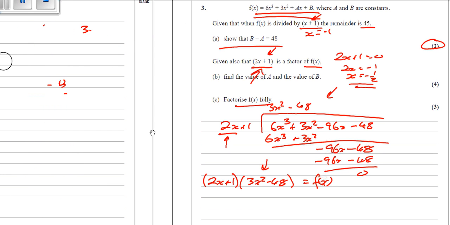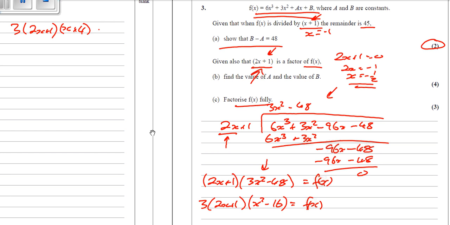If you ask a GCSE student to factorise that, or even a Key Stage 3 student, they see that 3 goes into both of them. So if we take 3 outside, we're going to get x squared minus 16, and then it looks a little bit easier to factorise. It's going to be the difference of two squares, so it's going to be x plus 4, x minus 4.